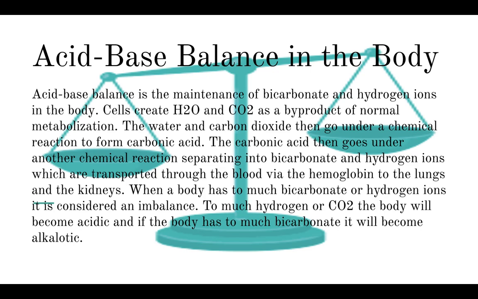So starting off, acid-base balance is essentially the maintenance of bicarbonate and hydrogen ions in the body. So, you eat food, your cells take in the food as lipids or fats, same thing, and glucose to create a byproduct after metabolizing it, H2O and CO2, so water and carbon dioxide. The water and carbon dioxide go under a chemical reaction to form carbonic acid, and then the carbonic acid goes under another chemical reaction separating to bicarbonate and hydrogen ions, which are transported through the blood via the hemoglobin to the lungs and the kidneys, and wherever else blood goes.